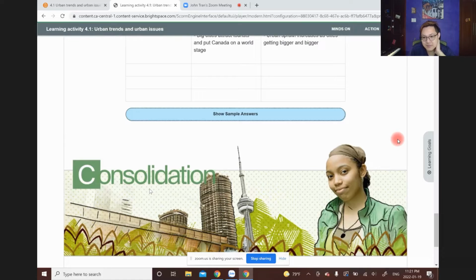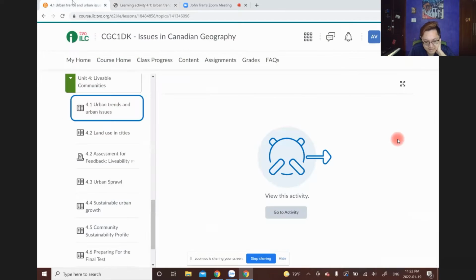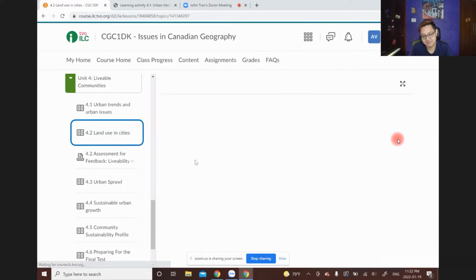Okay, break for consolidation already, right? Oh wow, is that all the urban issues? They didn't talk about pollution. Weird. Well, I think in the next activity they will. Maybe I think in 4.2 they will talk about that.